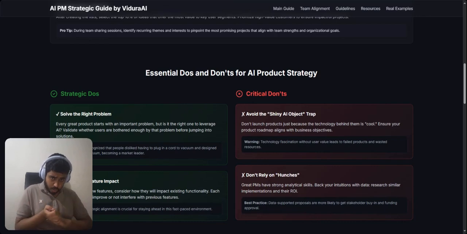The first do: solve the right problem. Every great product starts with an important problem. But is it the right one to leverage AI? For example, Dyson is a good example to demonstrate what I'm saying. They recognized that people dislike having to plug in a cord to vacuum, and designed the first cordless vacuum and became a market leader. So validate whether users are bothered enough by that problem before jumping into a solution.